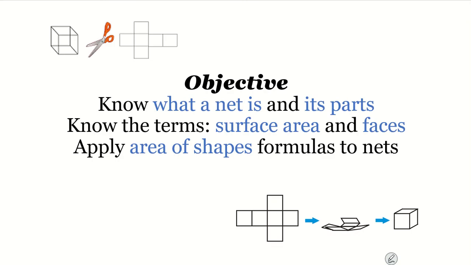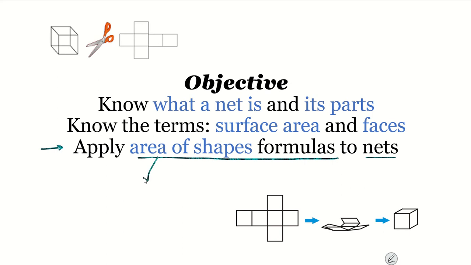Let's start. The objective is to know what a net is and its parts. So this would be more of a definition objective, vocabulary words that you just need to know. You also need to know the terms surface area and faces. So vocabulary words. But we will apply all of that to actually calculate. So we're going to apply the area of the shapes formulas. We're going to apply that to the nets.